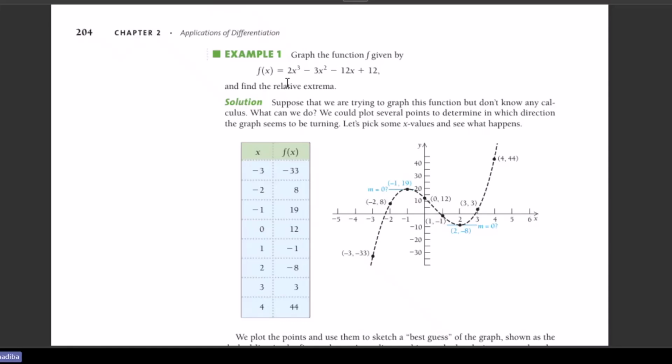Okay, let me just start from where I started. Yesterday, Lerato, we are just recapping. Yesterday, we looked at this example where they were requested to graph the function f given by f of x equals 2x cubed minus 3x squared minus 12x plus 12.